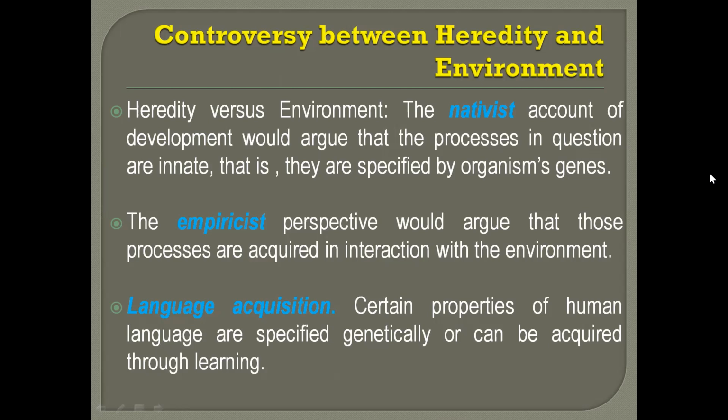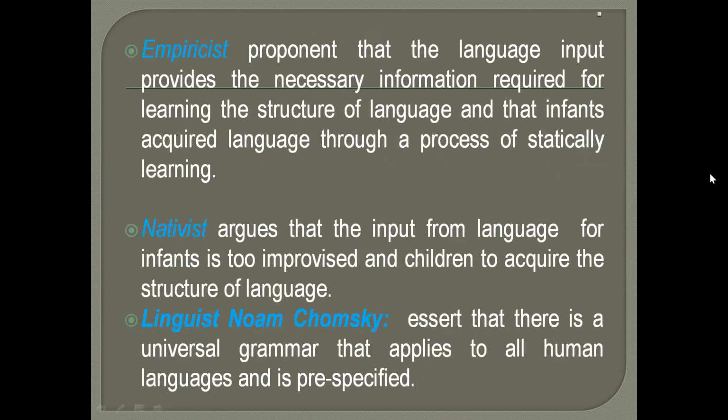There is a debate between environment and heredity on language acquisition: whether certain properties of human language are specified genetically or can be acquired through learning. Empiricists propose that the language input provides the necessary information required for learning the structure of language, and that infants acquire language through a process of statistical learning. This means they are of the opinion that language can be acquired through general learning methods. That also applies to other aspects of development, such as perceptual learning.